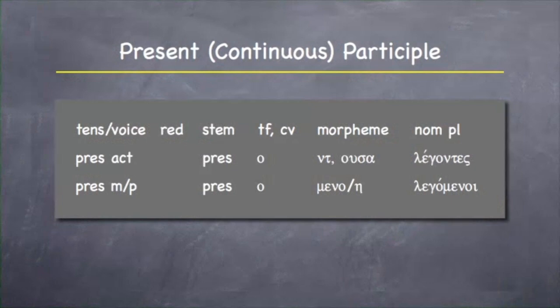So how do you form the continuous participle? Well, you can see the columns are tense, voice, reduplication, stem, either a tense formative or a connecting vowel, the morpheme that's used, and then what it looks like in the nominative plural. So how do you form a present active participle? You start with a present tense stem, a connecting vowel, and the nu tau morpheme that goes to usa in the feminine, and you get legantes. Then how do you form the present middle passive participle? Well, you have the present tense stem, connecting vowel, and then mena, mene, and you get legomenoi.